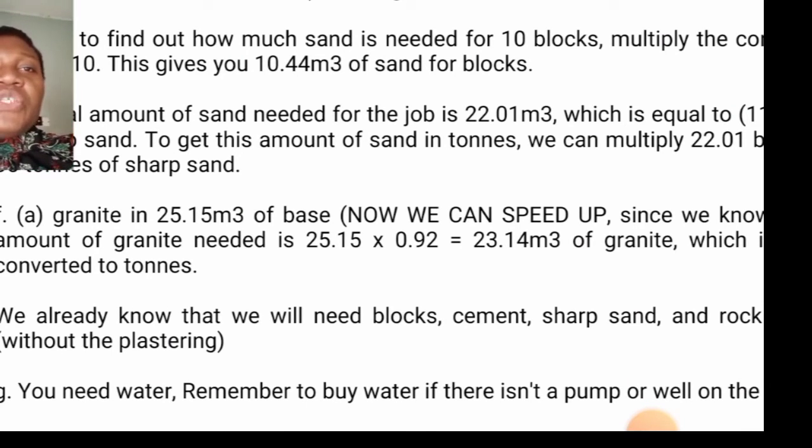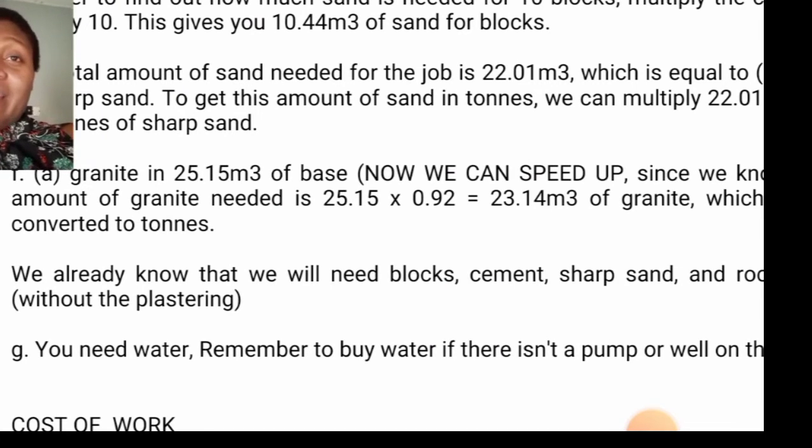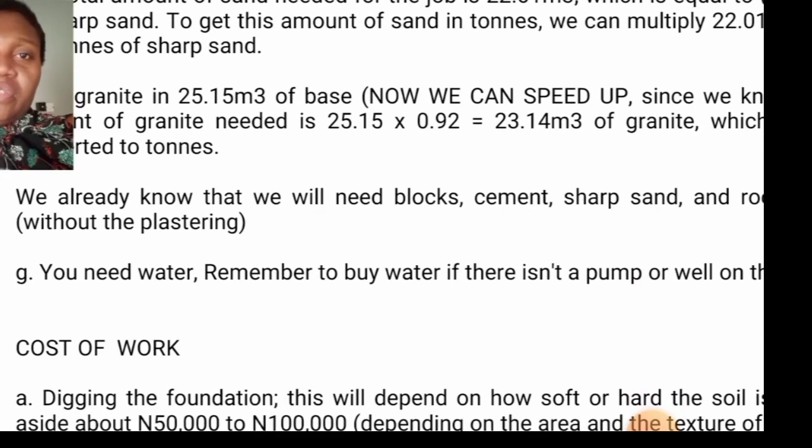So we already know that we will need blocks, cement, sharp sand, and granite for the job. Plastering is not included in the materials we are calculating. This is just for the laying of block and the casting of the foundation, okay?